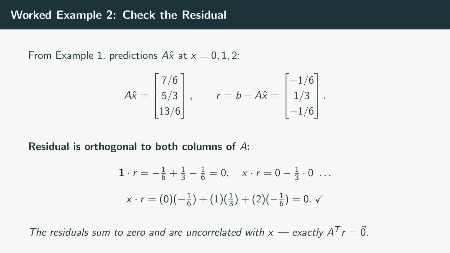Dot it with the column of 1s: -1/6 plus 1/3 minus 1/6, which sums to 0. So the residuals cancel out, the line is balanced. Dot it with the column of x values, 0, 1, 2: 0 times -1/6 plus 1 times 1/3 plus 2 times -1/6, which is 1/3 minus 1/3, also 0. Both dot products vanish, which is precisely the statement A transpose times the residual equals 0, the normal equation satisfied. The residuals summing to 0 and being uncorrelated with x are the geometric signature of a correct least squares fit.